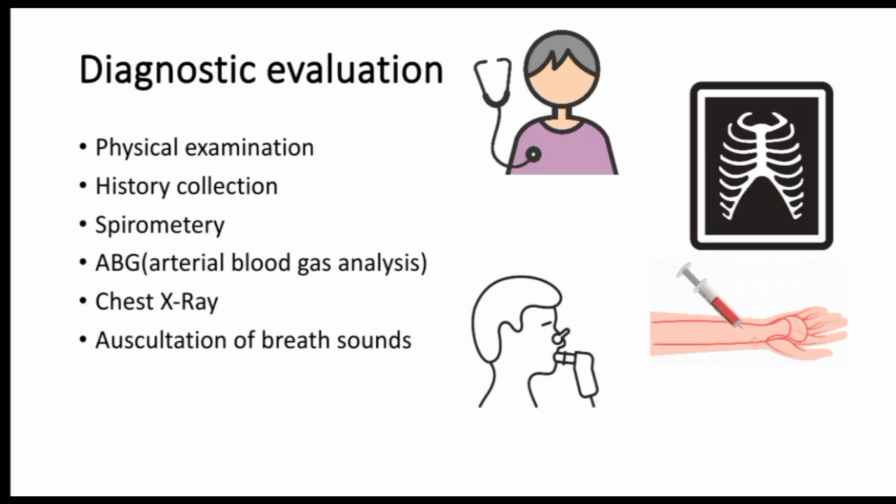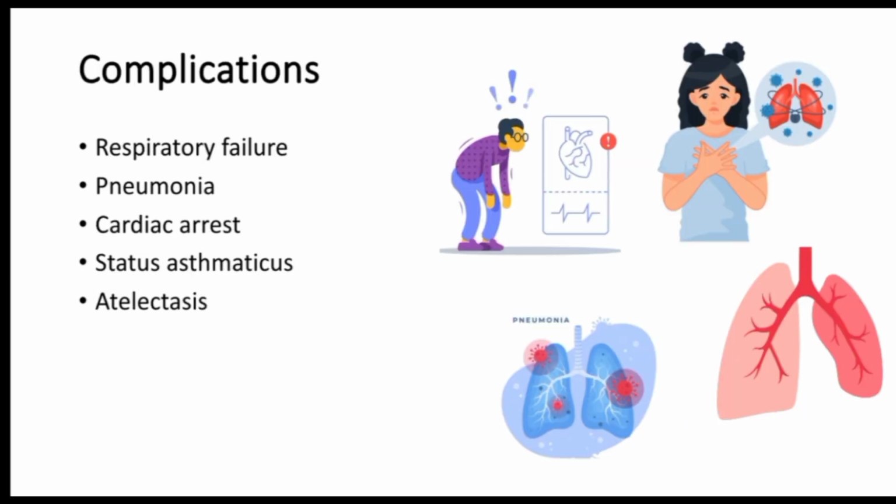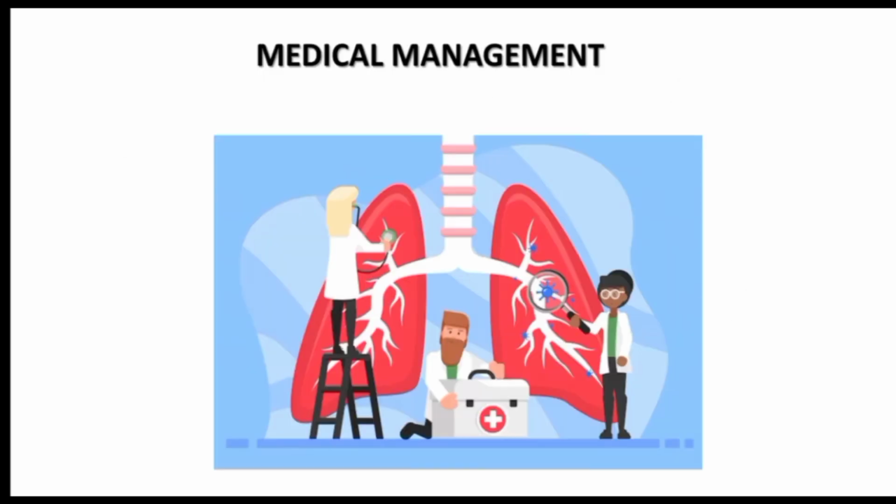Diagnostic evaluation. How are we going to diagnose asthma? We are going to do physical examination, history collection, spirometry, ABG, that is arterial blood gas analysis, chest x-ray, and auscultation of breath sounds. Then let's see what are the complications of asthma: respiratory failure, pneumonia, cardiac arrest, status asthmaticus, and atelectasis.